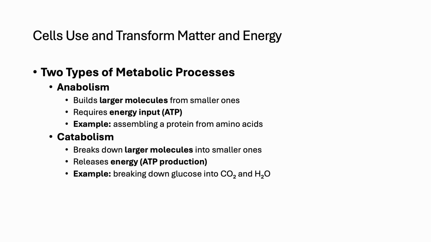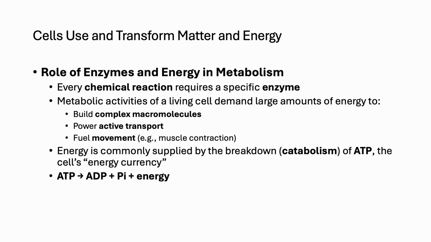These processes are tightly linked. ATP generated by catabolism powers anabolic reactions, creating a cycle of energy use and renewal. This balance ensures that the cells have the resources to grow, divide, and respond to their environment. Every chemical reaction in a cell requires an enzyme to proceed efficiently. Enzymes are biological catalysts that lower the activation energy, allowing reactions to occur at rates compatible with life. Without enzymes, most reactions would be too slow to sustain cellular functions.